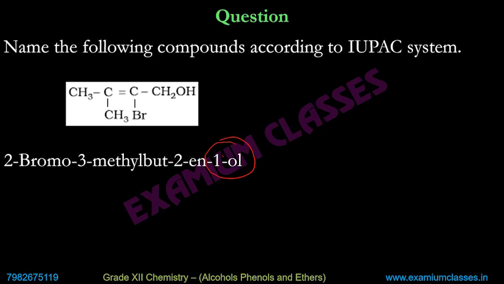Now, a few students in the previous batch said, no sir, it is possible that we can have OH here also, and then numbering will start from here, but OH will be on 2. It is not possible because carbon already has 4 bonds. It cannot have 5 bonds. So OH cannot be here.